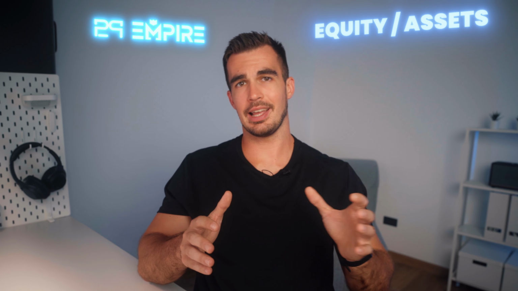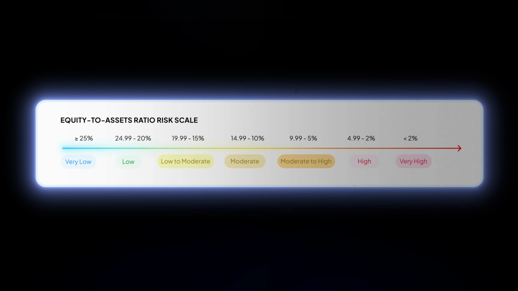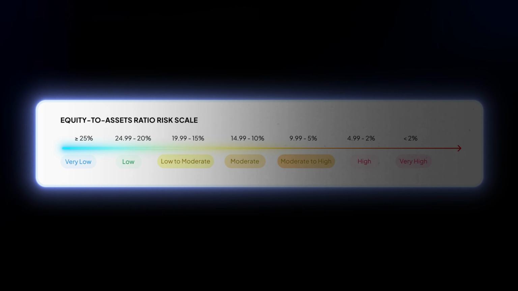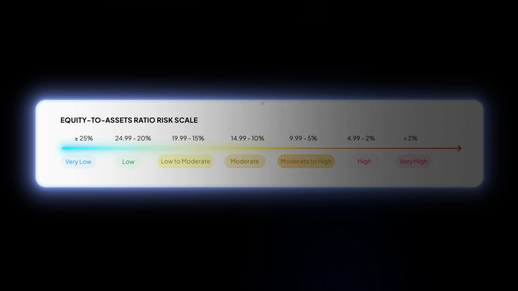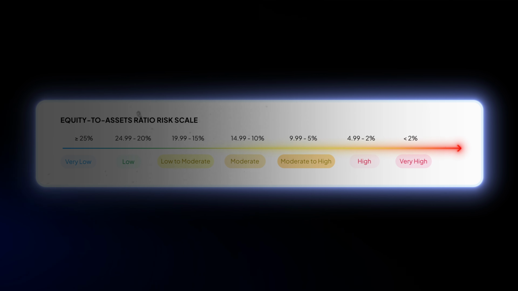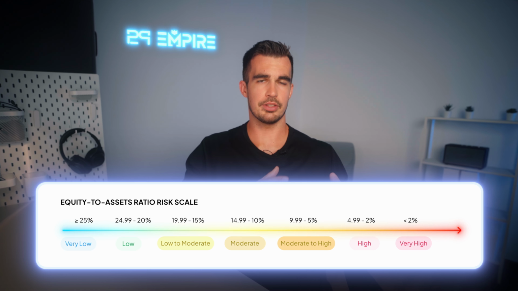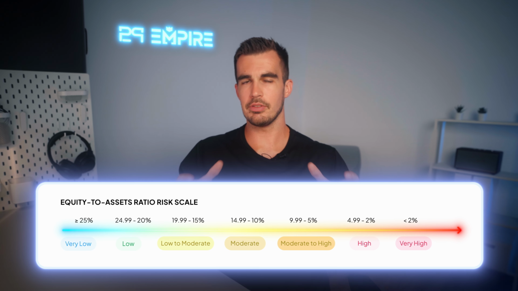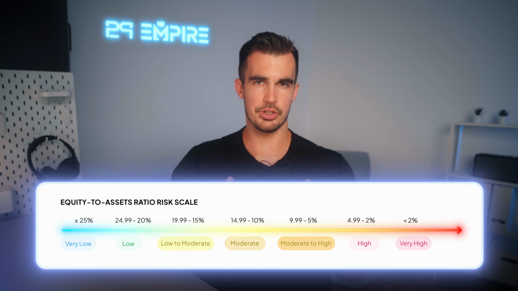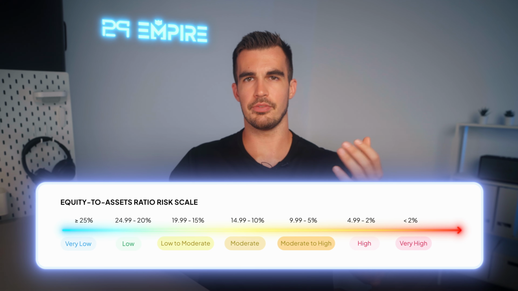One key ratio is the equity to asset ratio, which indicates the percentage of the company's assets, including the loan portfolio, that are funded by shareholders' equity rather than debt. The higher the ratio, the larger the equity cushion, which helps absorb losses should the lender face financial difficulties. The lower the ratio, the less buffer to absorb losses. As you can see on the screen, this is the equity to asset ratio risk scale, which shows you the level of risk based on the calculated ratio, which is retrieved from the lender's financial statements.